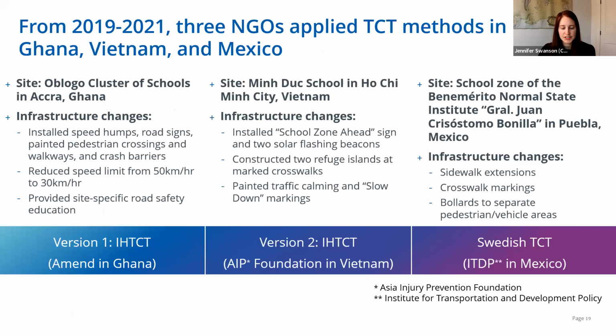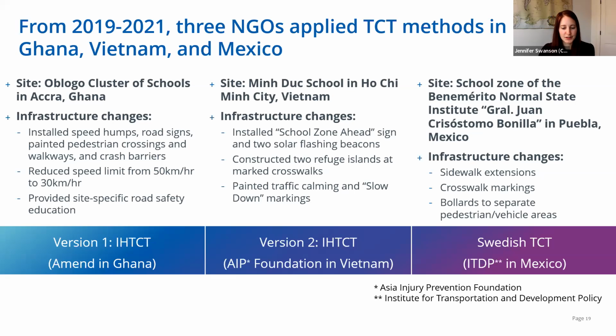So now I will transition to the practical application of the 3 TCT methods that we used in Ghana, Vietnam, and Mexico from 2019 to 2021. Each partner took the time to plan, implement, and execute all 11 steps previously outlined. And on this slide, I highlight the site location and unique infrastructure changes implemented at each site.